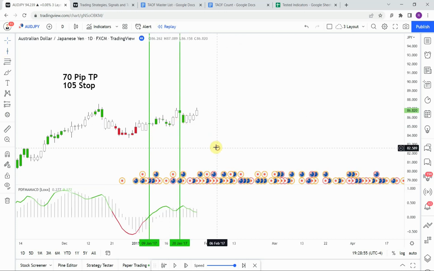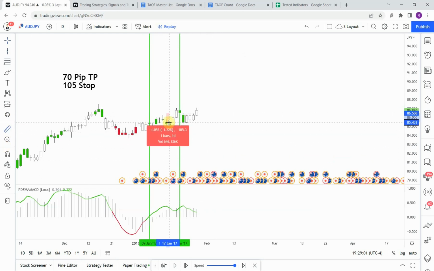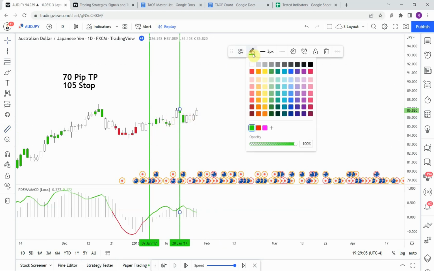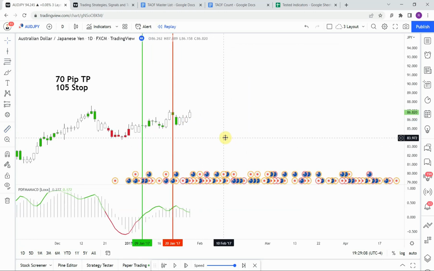So we pick up another long right here on this one. We get that green candle there, and we get a real bad drop to the downside right there, which does come down and it does stop us out. So let's go ahead and continue on.